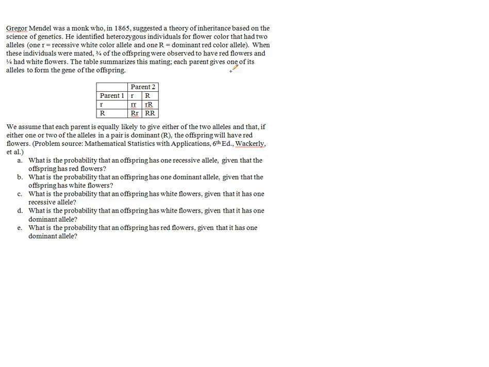In this problem, we're looking at the experiments of Gregor Mendel, and he says that 3/4 of the offspring were observed to have red flowers and a quarter had white flowers, and he found out that if there was one dominant red color allele, that was a capital R, then the offspring was going to have red flowers. Otherwise, if they were both recessive white color alleles, then that was the only condition under which they were both white. What we want to know in part A is, what is the probability that an offspring has one recessive allele, given that the offspring has red flowers?